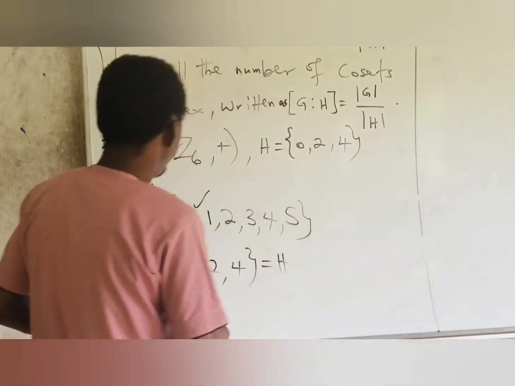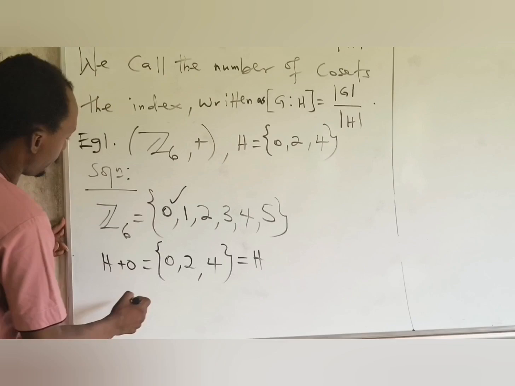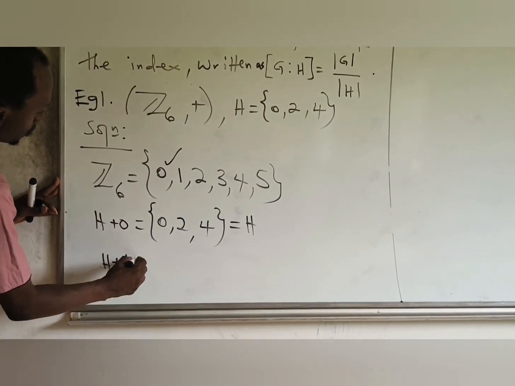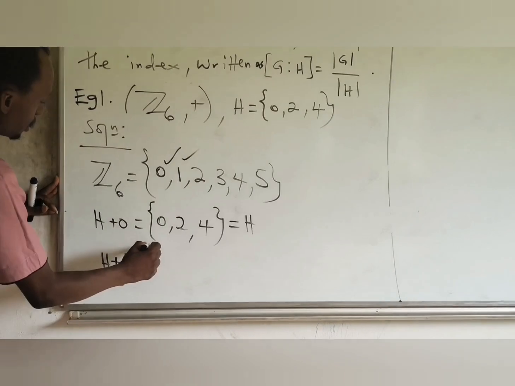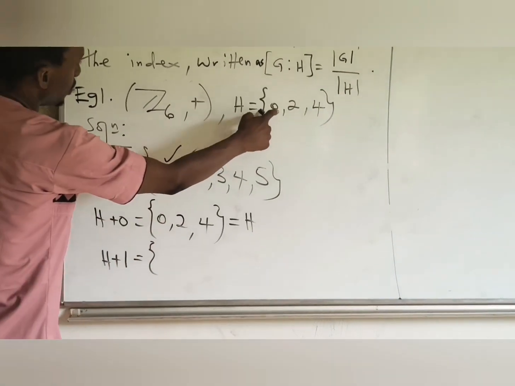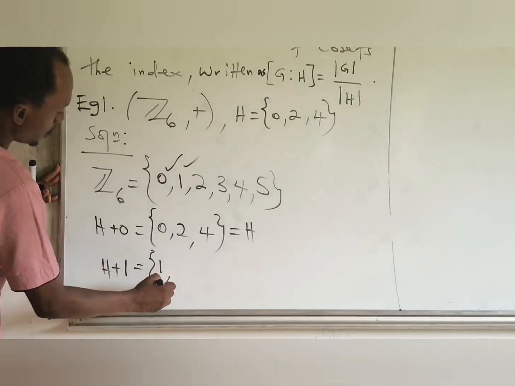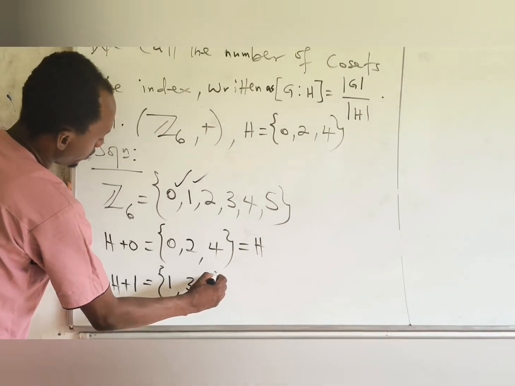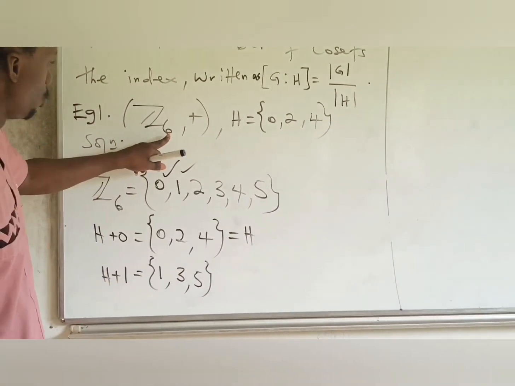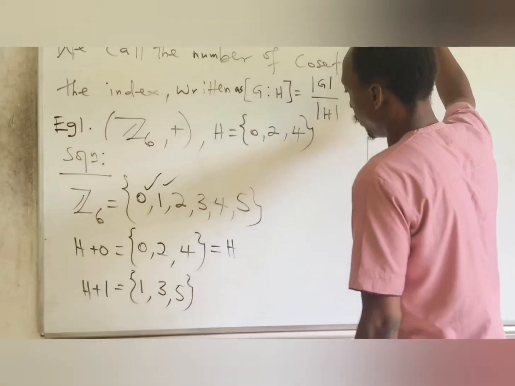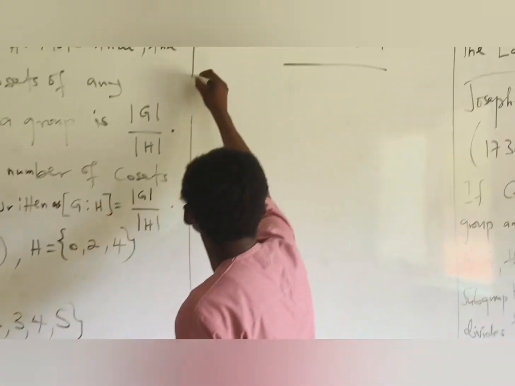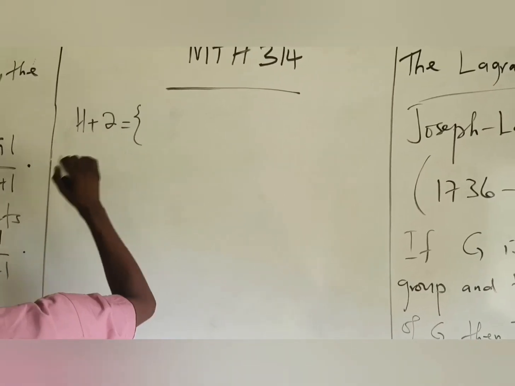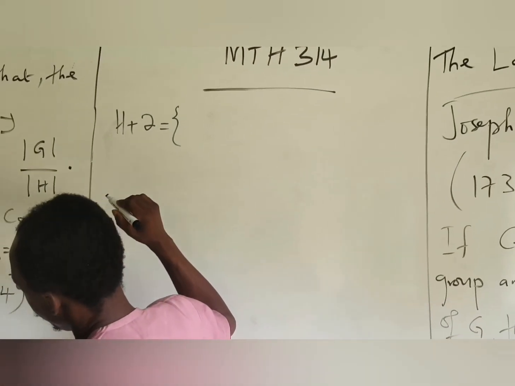Now let's see. So we have done H with 0. So H plus 1: 1 plus 0, 1 plus 2, 1 plus 4, 5. Don't forget we are doing modulo 6. So let's go on. H plus what? H plus 2.